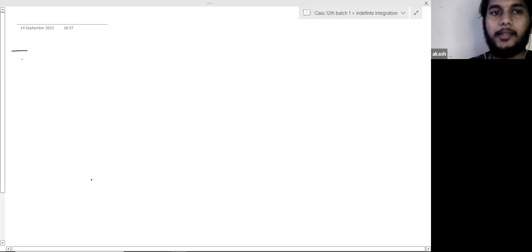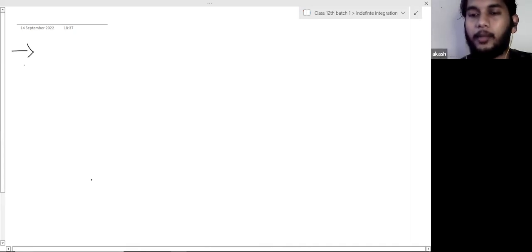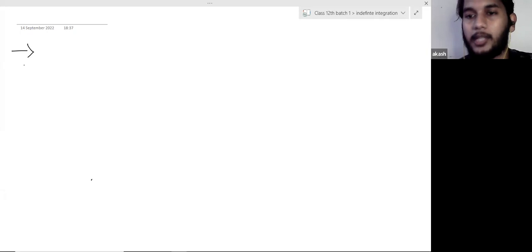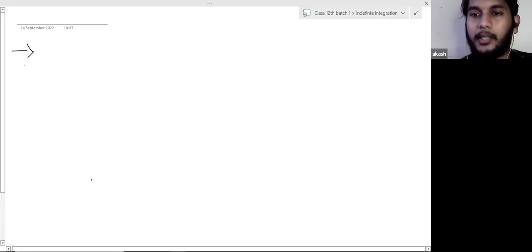We are starting integration today. This is also very important, because if you don't understand this chapter, you will not be able to understand the coming two chapters. All right, area under curve.